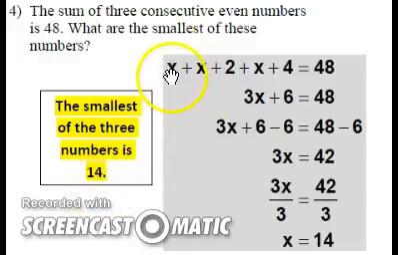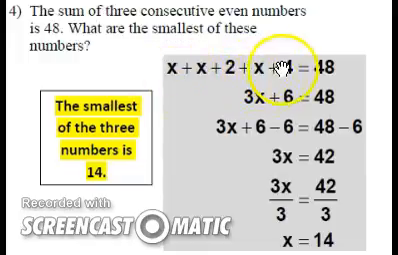Once again, if this is 14, 14 and 2 makes 16. 14 and 4 makes 18. So we've got 14, 16, and 18. If you add those up, they should come out to 48.